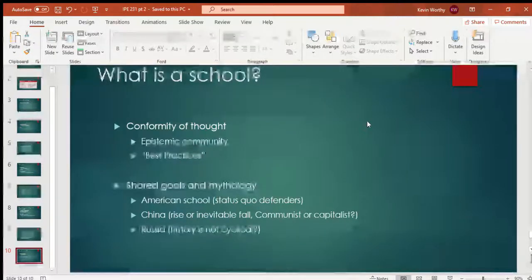Now, if you can't tell, I hate this term. Best practices means that there's a certain way to do things, only one way, the right way. Now, notice I'm saying right. That's a normative argument. For the American school, it's very problematic because we don't deal in normative, but we have such conformity of thought in the American school of IPE that we're like, this is the way that you do things.